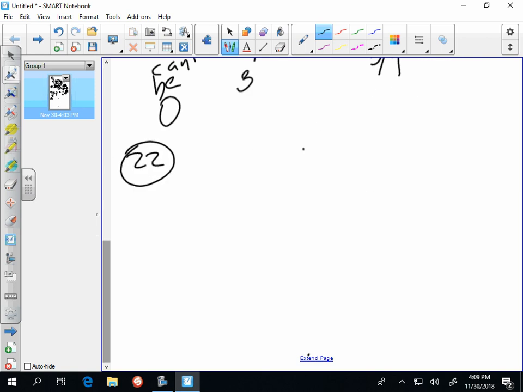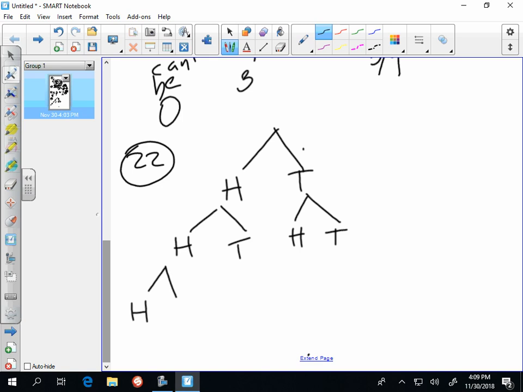A fair coin is tossed. What's the probability of obtaining at least 2 heads when we toss the coin 3 times? Okay, so we'll toss the coin once. You can have heads or tails. You toss the coin a second time. We can have heads or tails. Now we'll toss the coin a third time. We'll have a head or a tail for each branch. And that's three coin tosses.